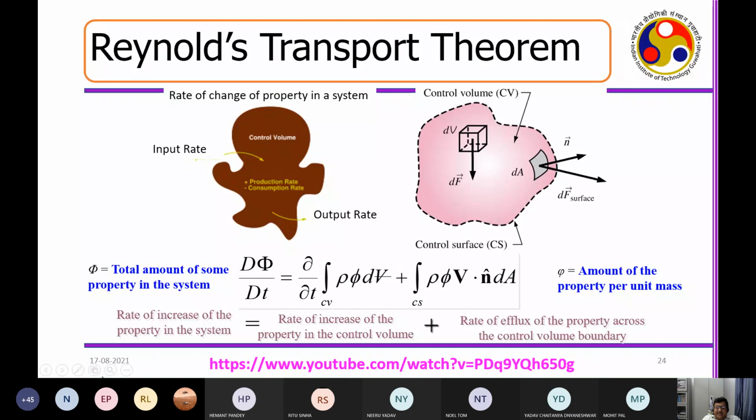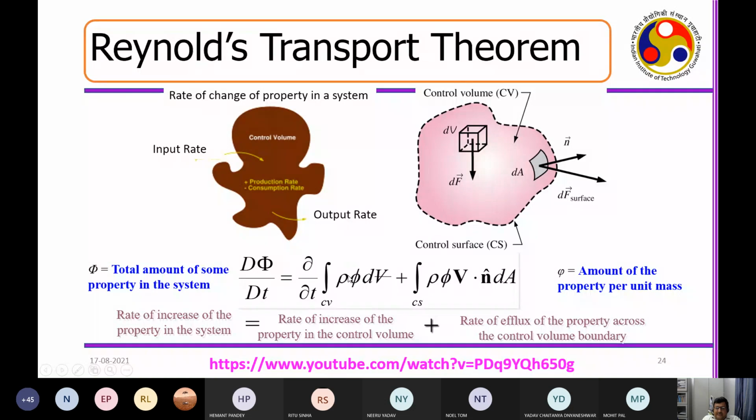Now, Reynolds transport theorem says that the rate of increase of the property in the system, this is the change of property in the system, is a summation of two components. One is the rate of increase of the property in the control volume. Suppose you take a very small differential volume, and suppose phi is the mass. You take a small volume dV and measure the amount of mass that has increased here, and then you integrate over the entire volume.